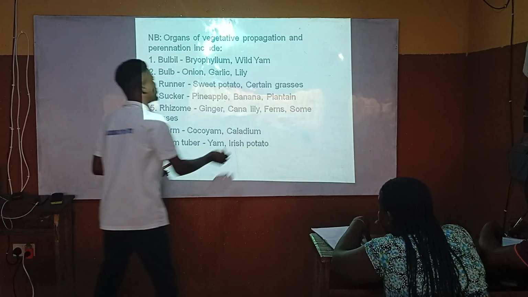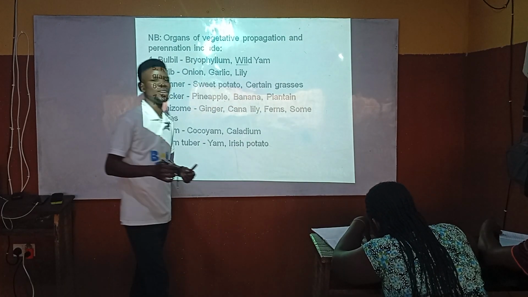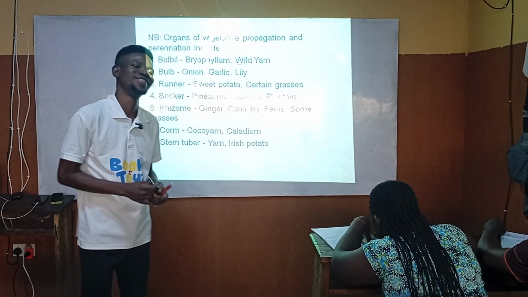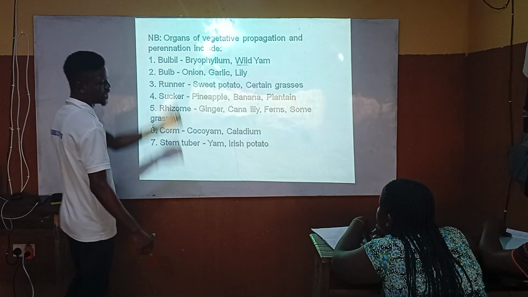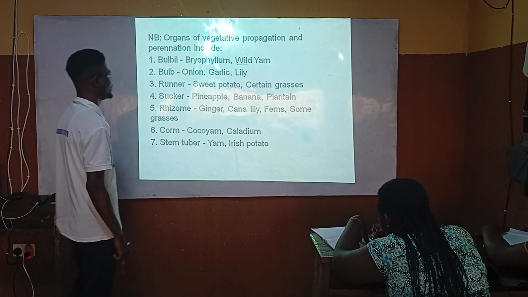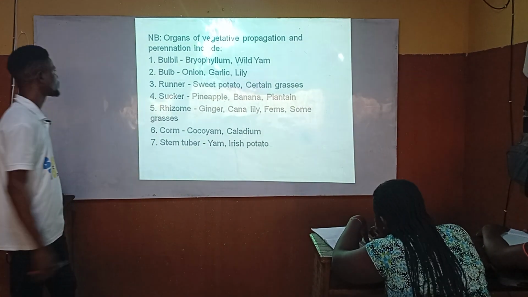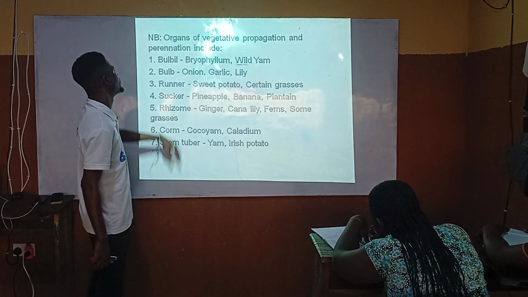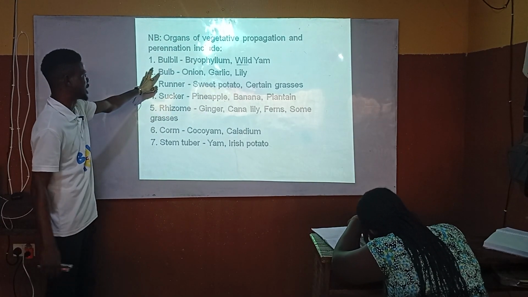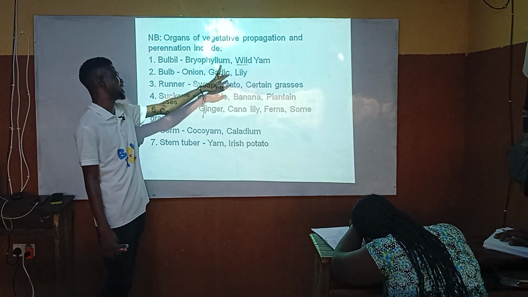Wild yam is a form of yam I have not seen before. You have been eating domestic yam, kind of. Okay, but there's wild yam actually. I'll show you diagrams of them later on. So then bryophyllum, wild yam. You can use their bulb. Then those you can use their bulb: onion, garlic, and lily.